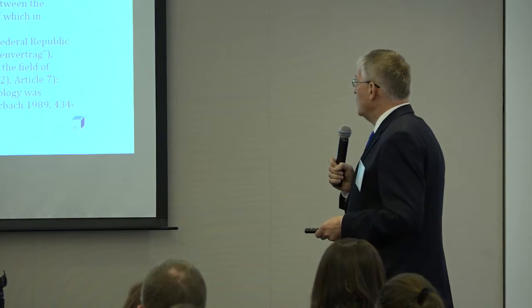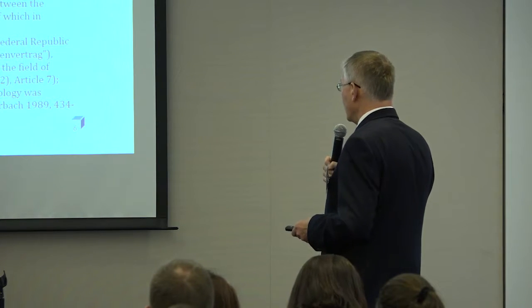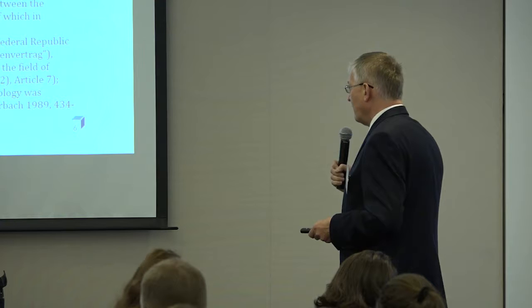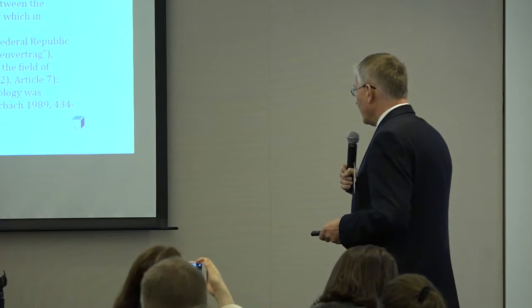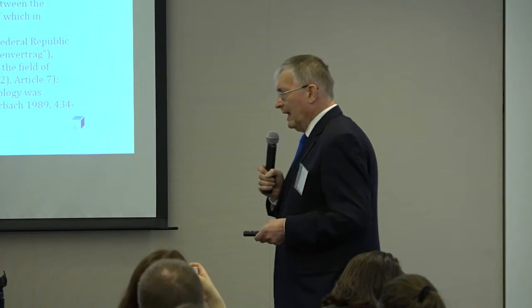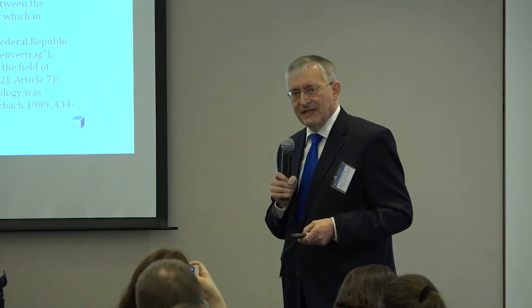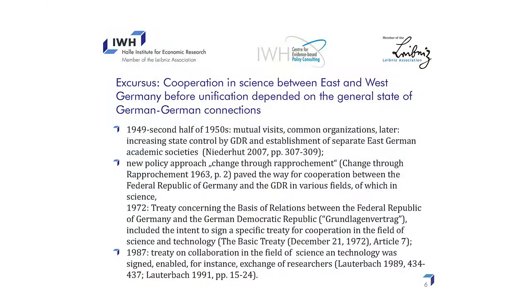In 1972, a treaty was signed concerning the relations between the Federal Republic of Germany and the German Democratic Republic. And Article 7 of this treaty comprised the intent to sign a specific treaty for cooperation in the field of science and technology. And indeed, in 1987, this treaty was signed, and for instance, it enabled the exchange of researchers in East and West Germany.